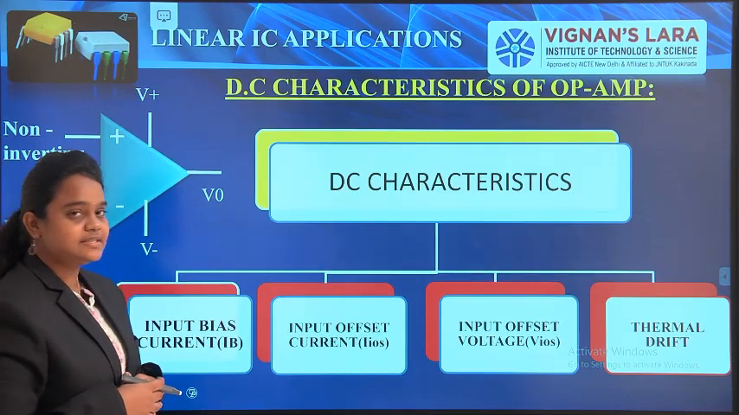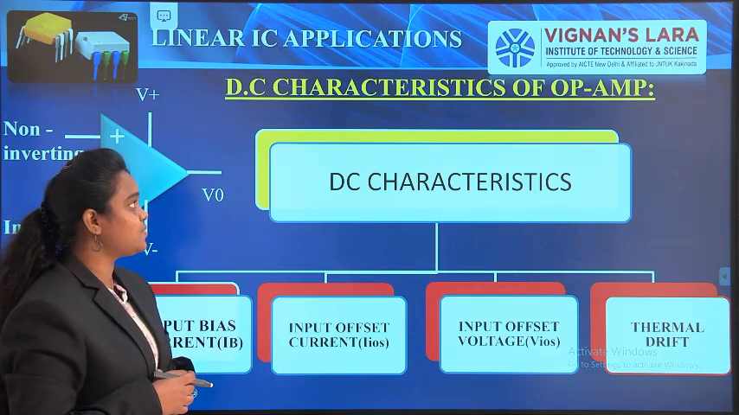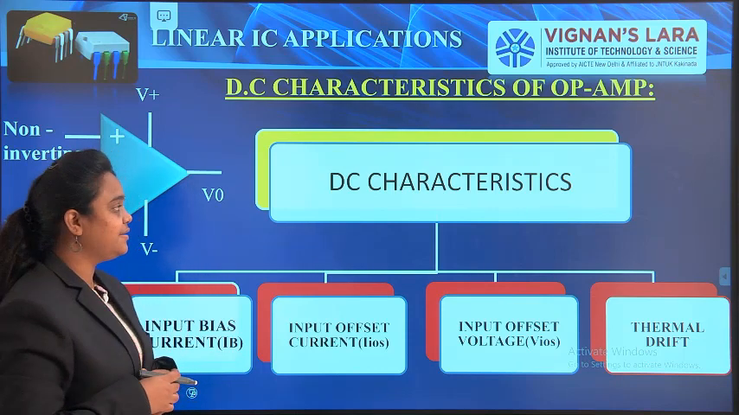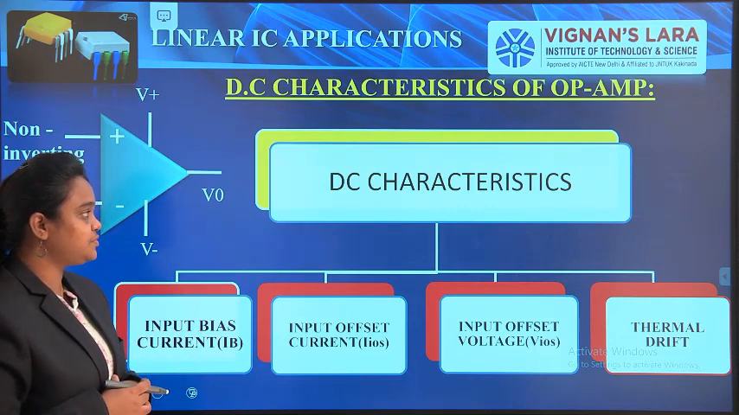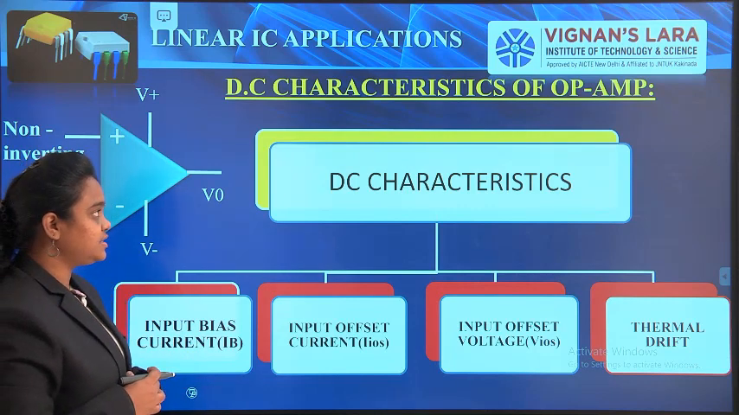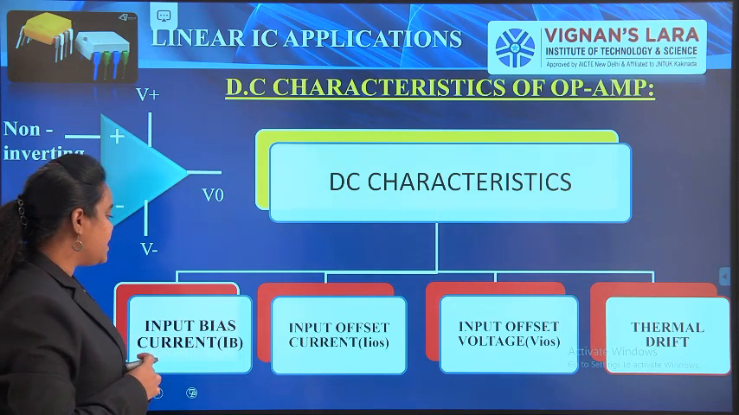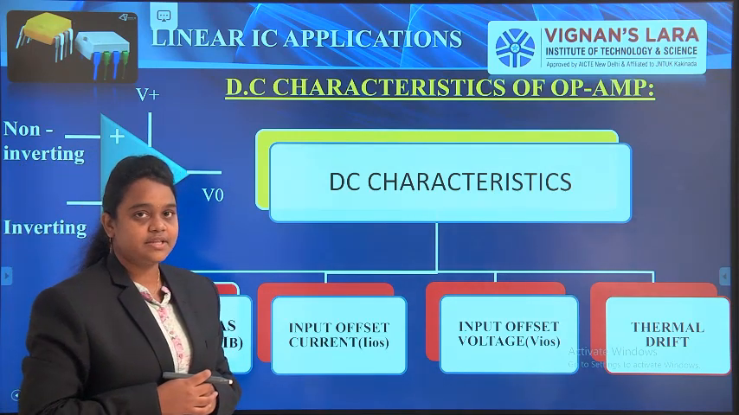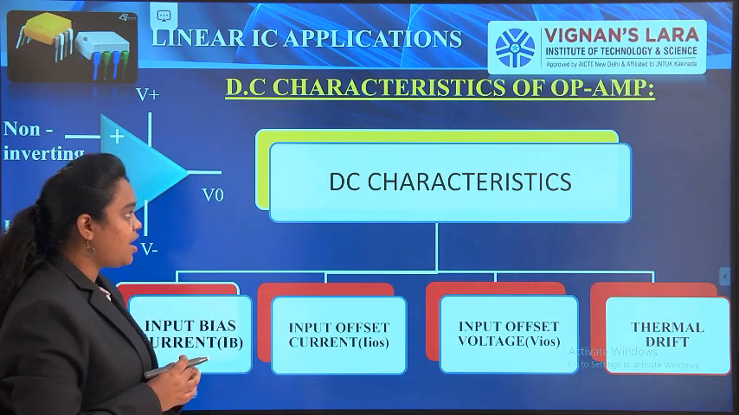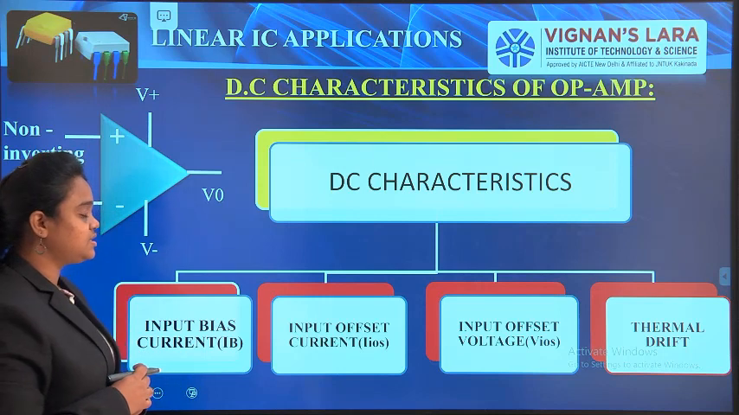Hi students, in this class I am going to explain the DC characteristics of op-amp. There are four DC characteristics of op-amp. The first one is input bias current, the next is input offset current, then input offset voltage, and the thermal drift.